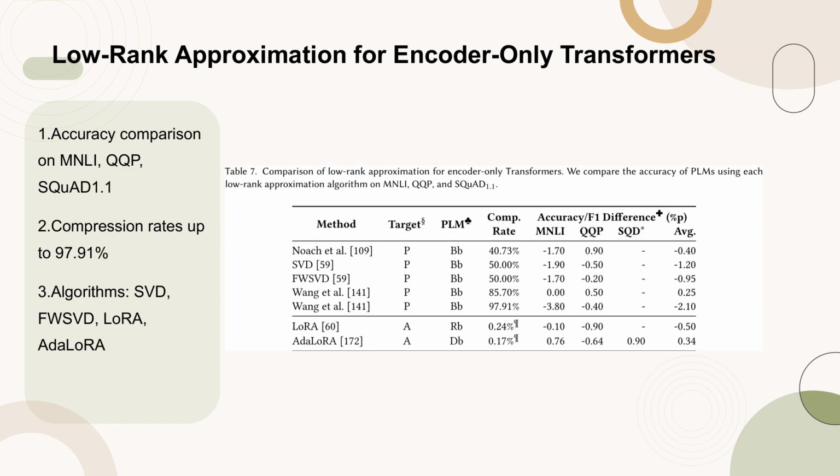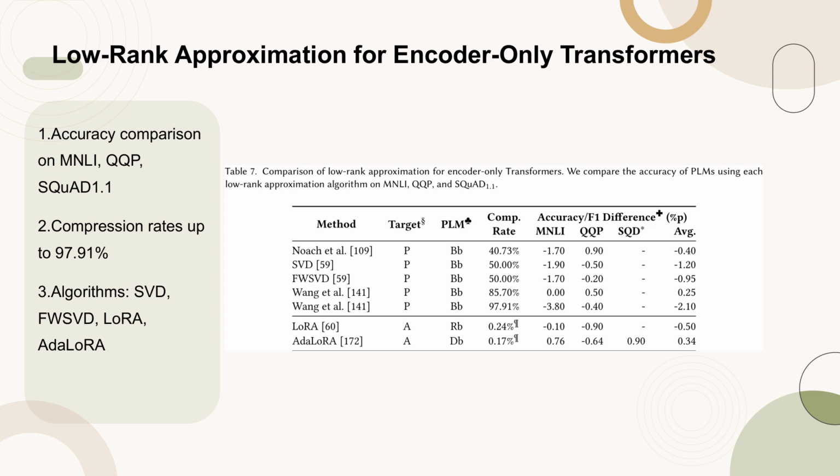Table 7 presents a detailed comparison of various low-rank approximation algorithms applied to encoder-only transformers, focusing on their impact on the accuracy of pre-trained language models, PLMs, across three key benchmarks, MNLI, QQP, and SQuAD 1.1. The table highlights the effectiveness of different algorithms in achieving significant compression rates, with some methods reaching up to 97.91% compression without substantial loss in accuracy.